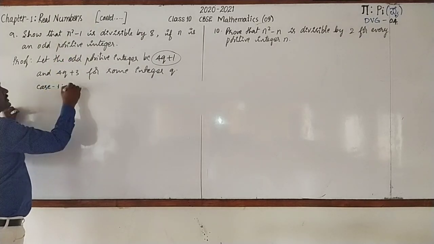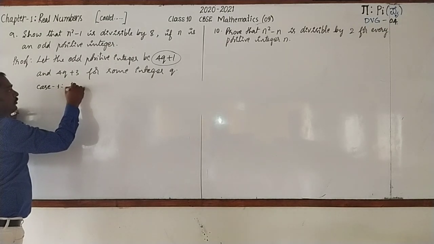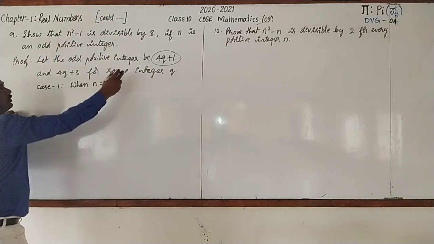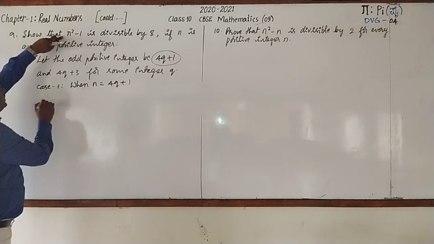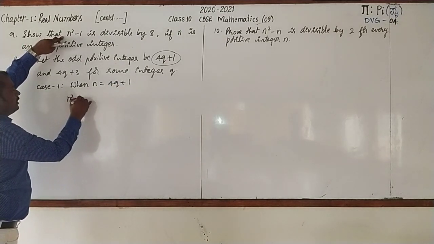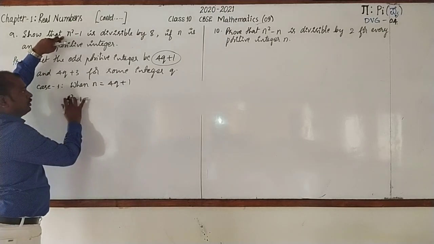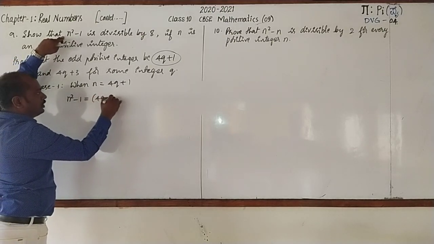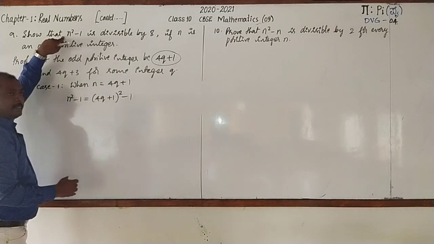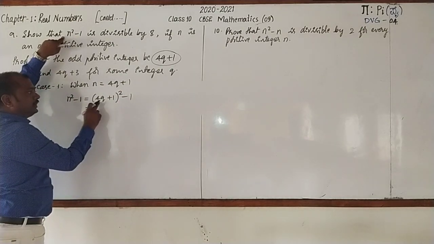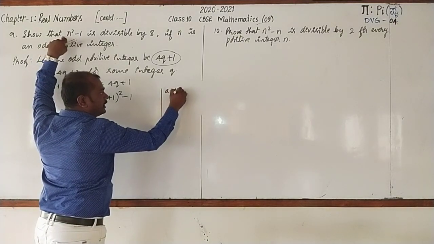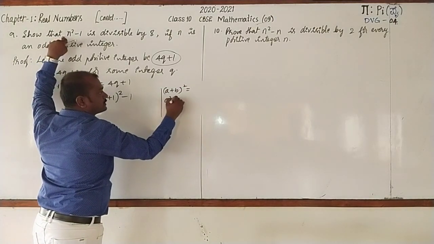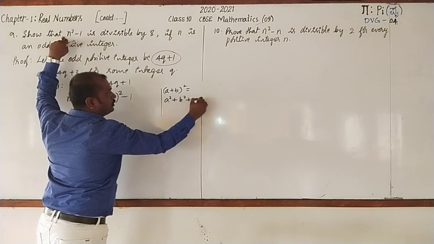Case 1. What is that case 1? Here n square minus 1 is there. Let us take when n equal to 4q plus 1. Then n square minus 1 which is equal to, what is n? 4q plus 1 whole square minus 1. This is equal to, it is of the form a plus b whole square. A plus b whole square can be written as, it is a square plus b square plus 2ab.